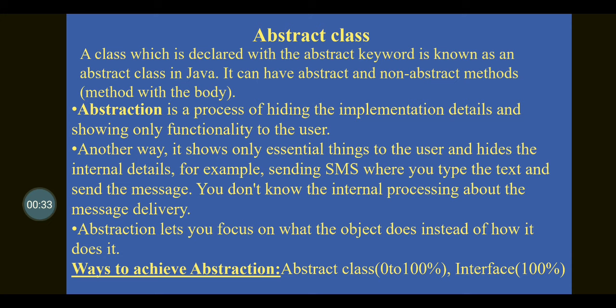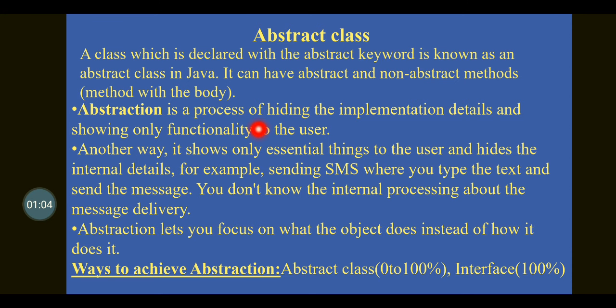The abstract class contains abstract methods, in the sense a method which contains only a declaration but does not have any definition is called an abstract method. And also an abstract class can contain non-abstract methods. That is, a non-abstract method is a method with a particular definition, that is, a method with a body.